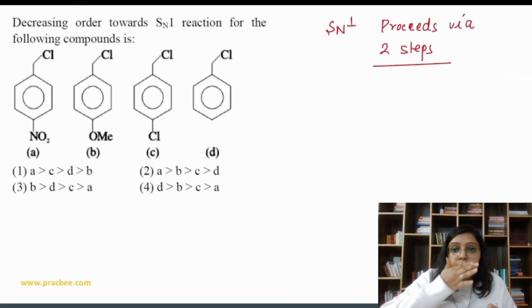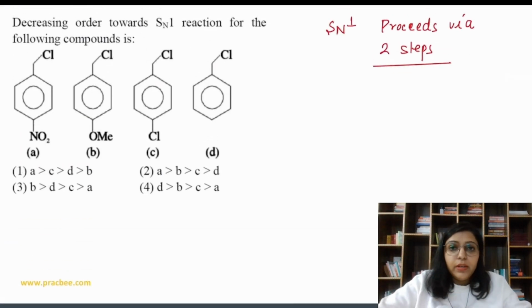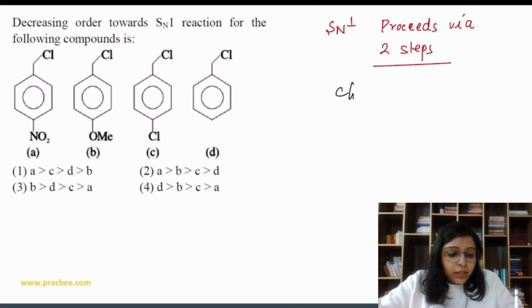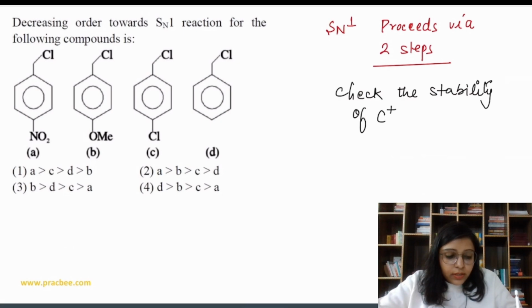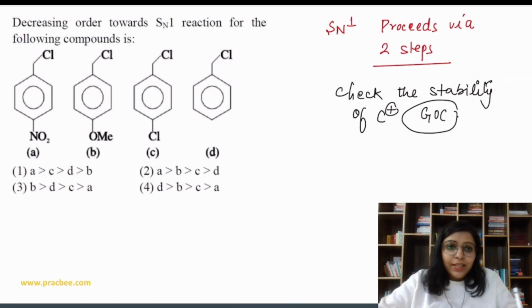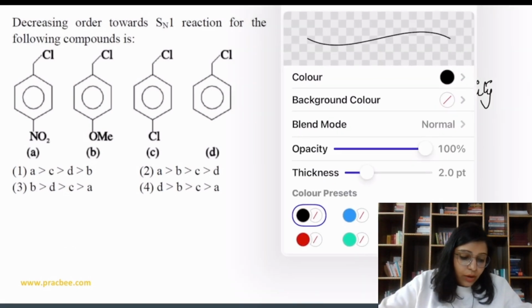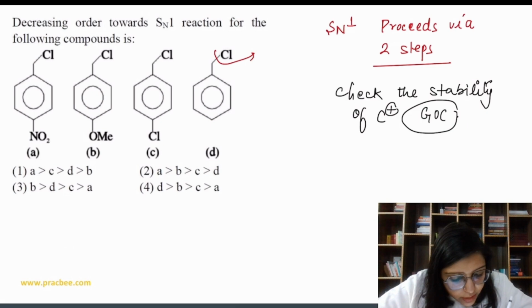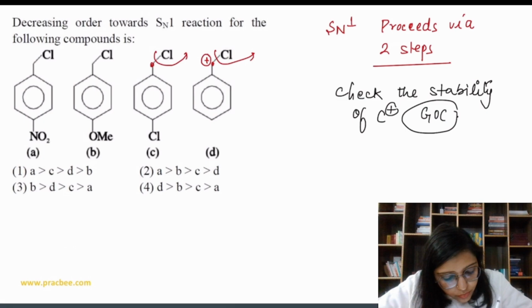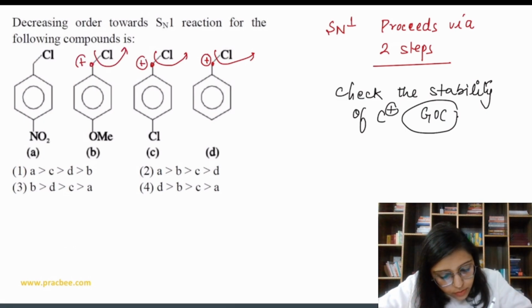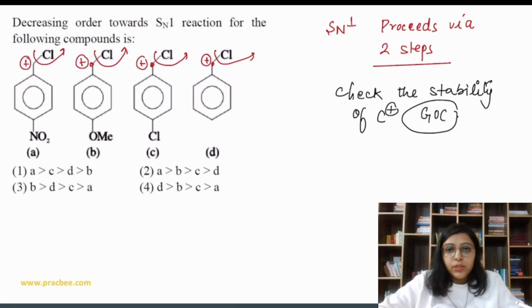So question says decreasing order of SN1 reaction. So basically we have to check the stability of carbocation. So this is a question related to GOC, na? It means we have to check the stability of intermediate. So how to do this? See, if you remove Cl over here, we get positive charge on this carbon. If you remove Cl over here, we get positive charge on this carbon. If you remove Cl over here, we get positive charge on this carbon. And if you remove Cl over here, we get positive charge on this carbon.